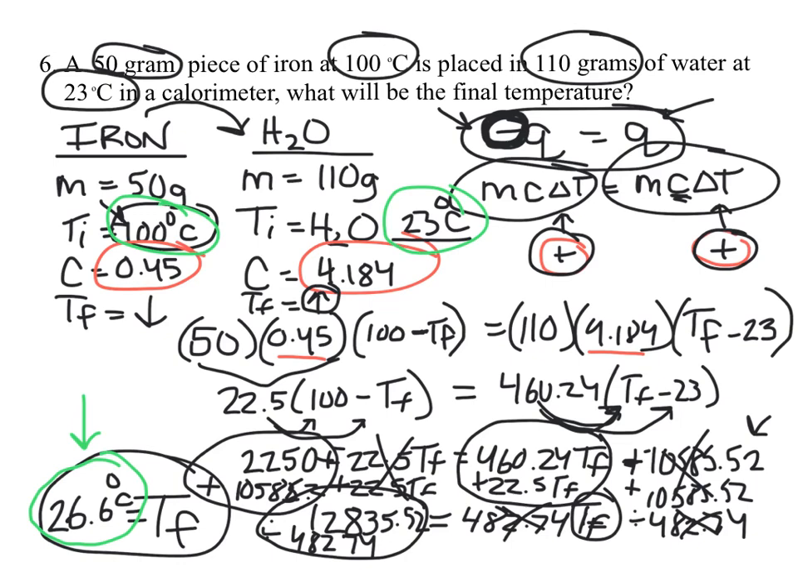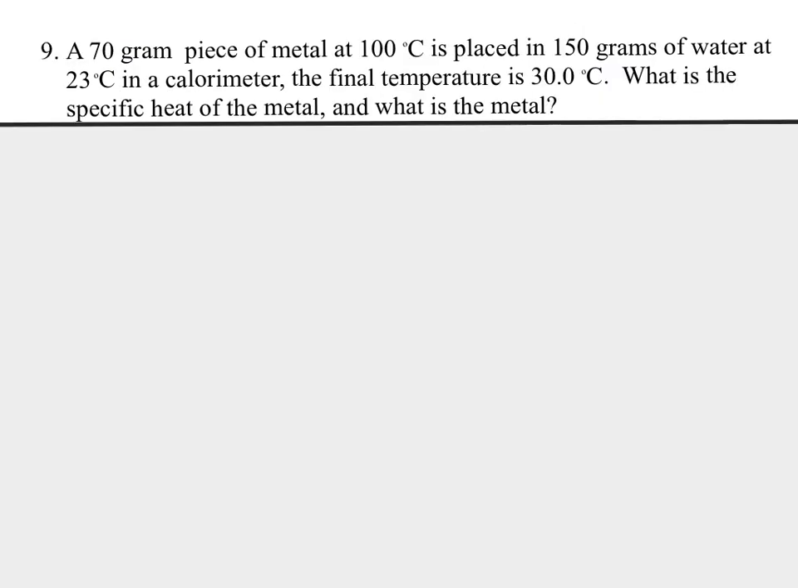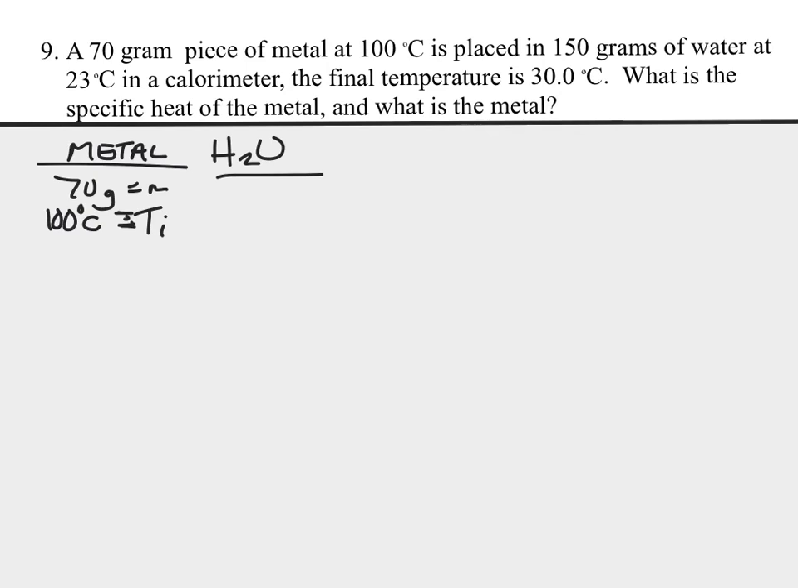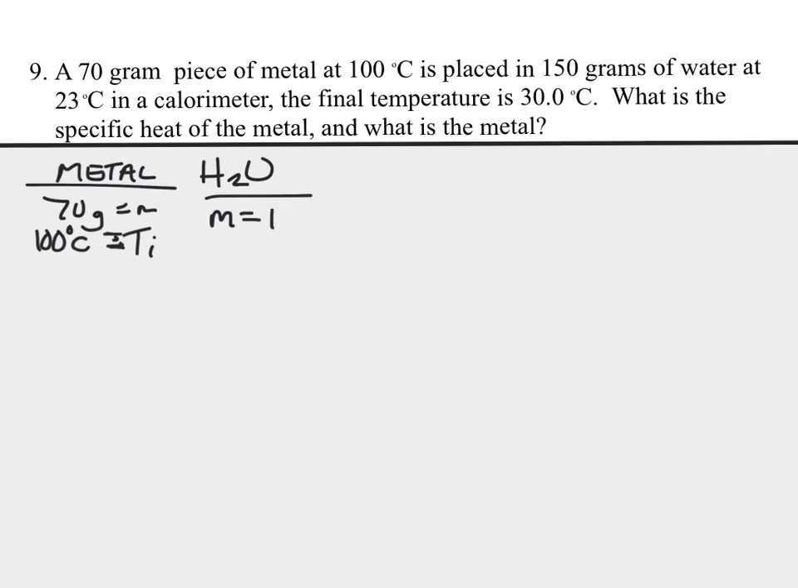All right, there's one equation for you, ChemFam. Let's also look at number 9 so that we can get another problem of calorimetry in. I have a 70-gram piece of metal. I don't know what this metal is, but I have 70 grams of it. That's my mass. And I know it's at 100 degrees, so its initial temperature is 100 degrees Celsius. Sorry for my sloppy writing there. Let me shift things over so I can write better. Okay, that looks good. Now, it's in 150 grams of water. So I've got H2O, and I've got a mass of 150 grams.